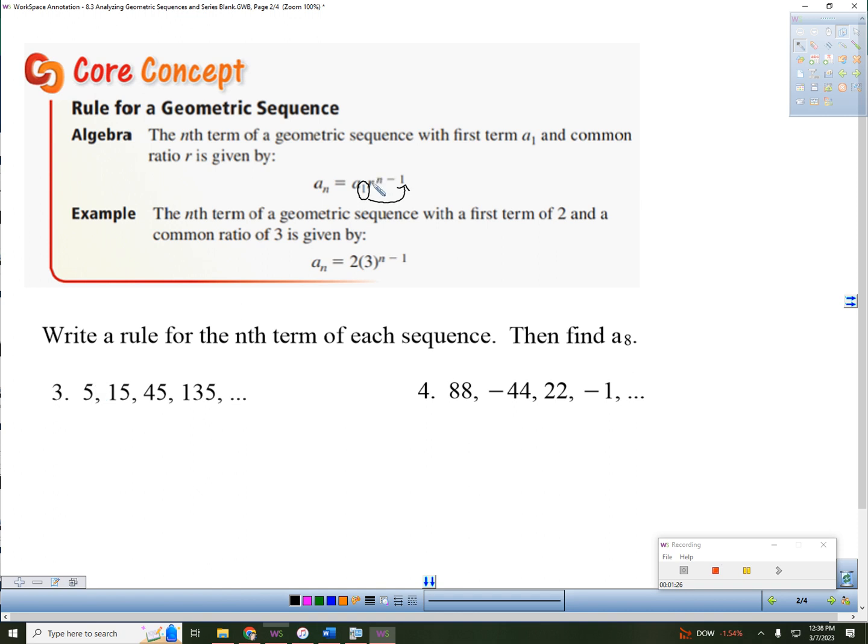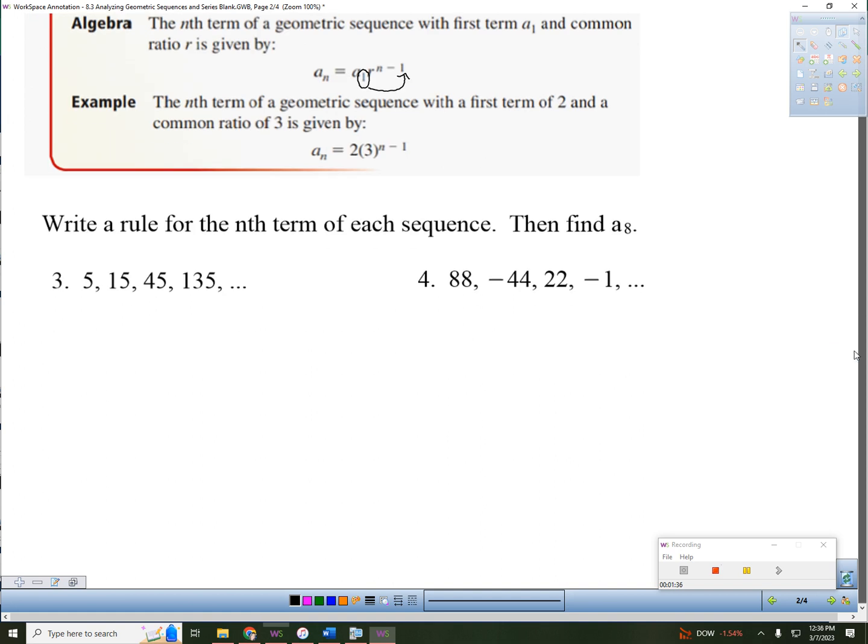We obviously need the common ratio and the first term. The first term is 5, and every time I am multiplying by 3, so my common ratio is 3. Therefore my rule would be a sub n is equal to the first term times the common ratio raised to the n minus 1.